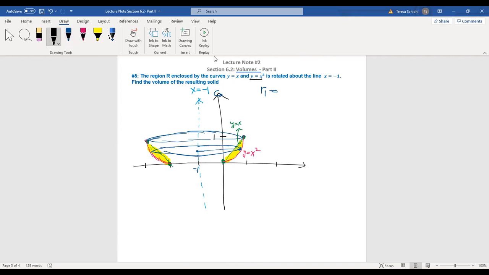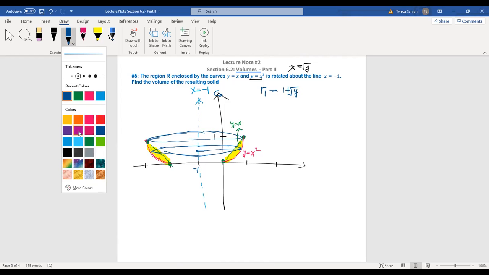So this one is y equals x. I need to change it because I'm looking for the distance in x. So x is equal to the square root of y. So what is my radius here? It will be 1 plus the square root of y. Am I right? All right, so this is the big outer radius.